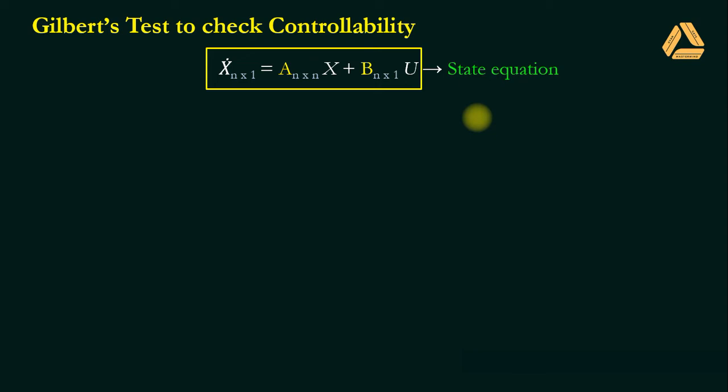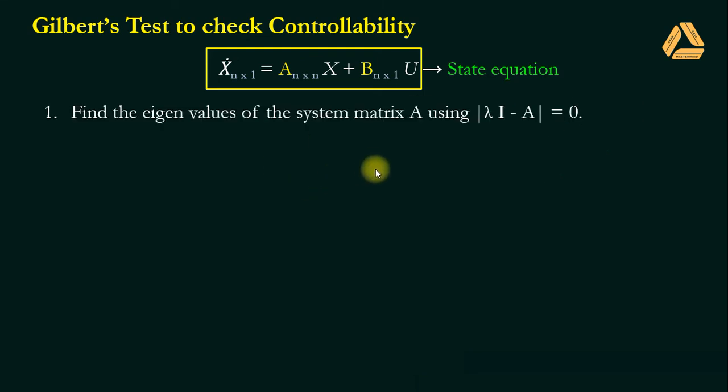So as of now, to check the controllability, it is enough to analyze the state equation alone, because we need only the A matrix and B matrix. To check the observability, we need both the state equation as well as the output equation, because we need the C matrix also. Coming to Gilbert's test to check controllability, first you have to find the eigenvalues of the system matrix A using this formula.